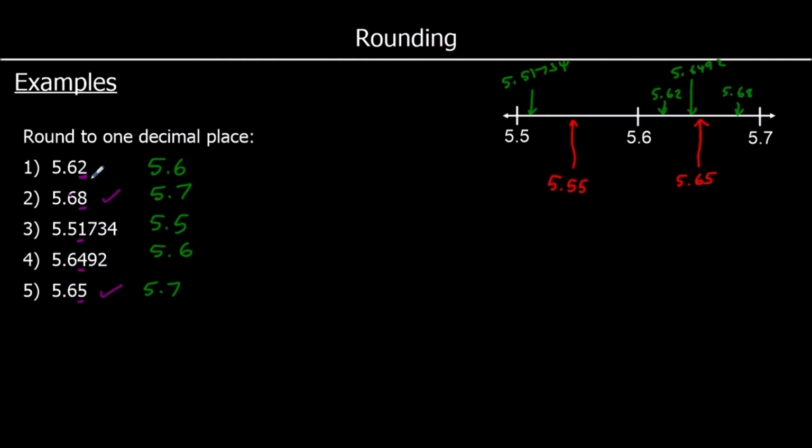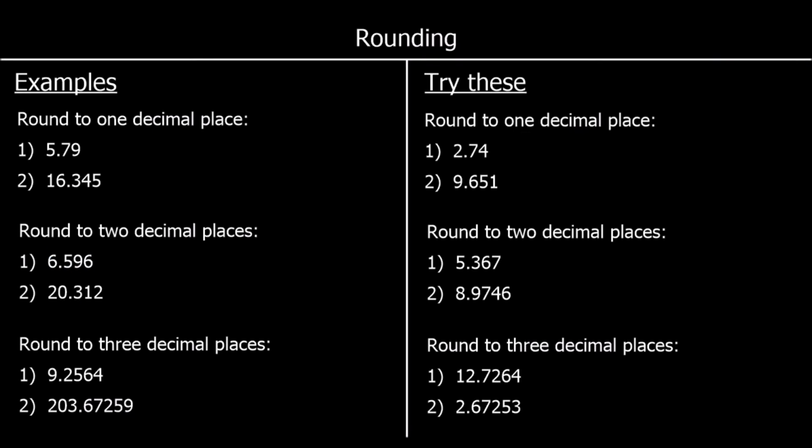If the number is less than 5, so a 2, a 1, or a 4, we're going to leave it as it is. So this stayed as 5.6. This one stayed at 5.5. And this one stayed at 5.6. Let's have a look at some examples.